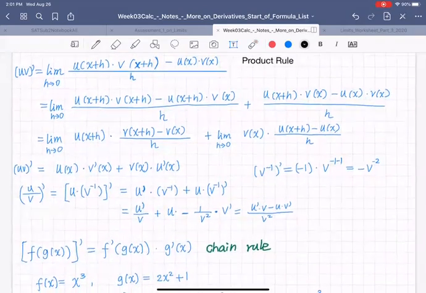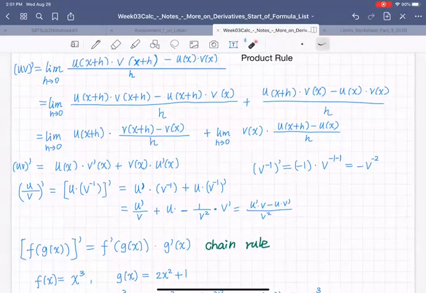Next one, this is a quotient rule. Somebody divided by somebody, U over V derivative. We never learned how to do the derivative of a quotient. But the thing we learned is the product rule. So how can we convert this one to a product rule? We can do U times V to the power negative 1. Divided by V is the same as U times V to the power negative 1. Then this one becomes a product rule.